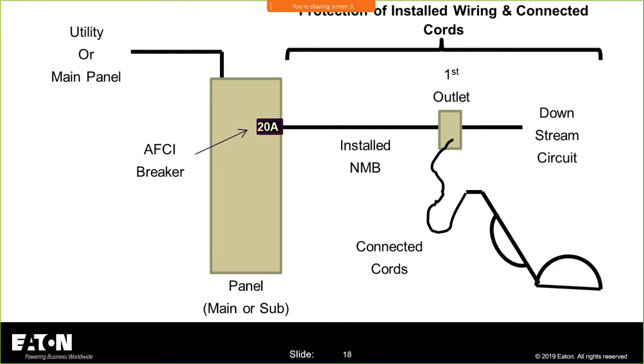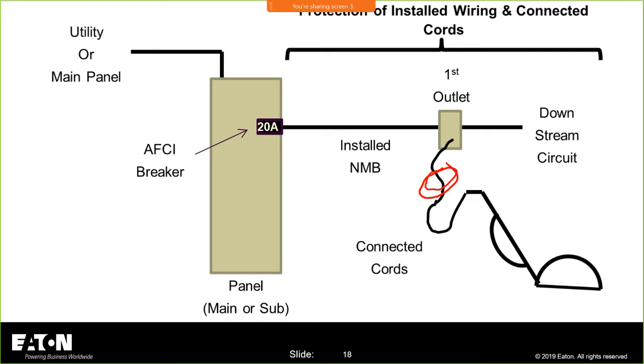Okay, so there's your typical circuit. If you have an AFCI circuit breaker installed, you have protection of the installed NMB wire. We call this portion of the conductor your home run circuit, because that's from the breaker down to the first outlet. That's your home run.